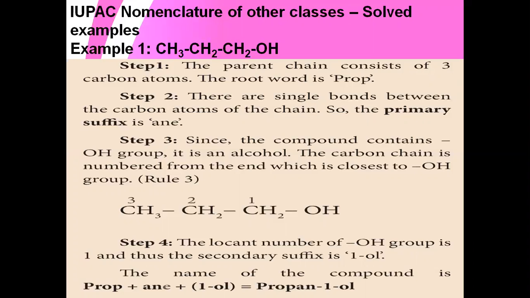Rule number 5: primary and secondary suffix are joined, the terminal E of the primary suffix is removed. OL is the secondary suffix, ANE is the primary suffix. So both are joined, and when joined the E in ANE is cut. So propanol. So that compound name is propanol.